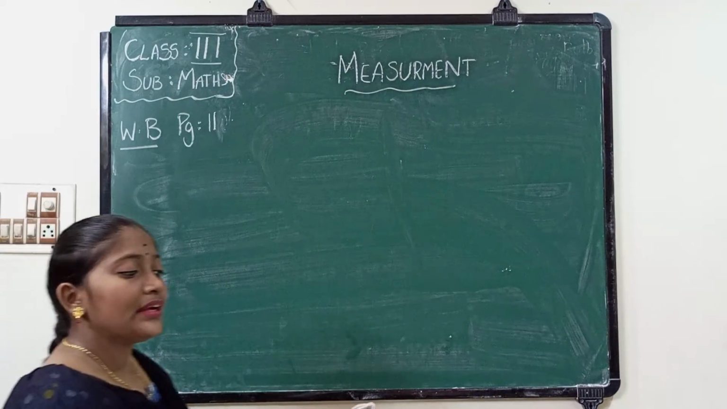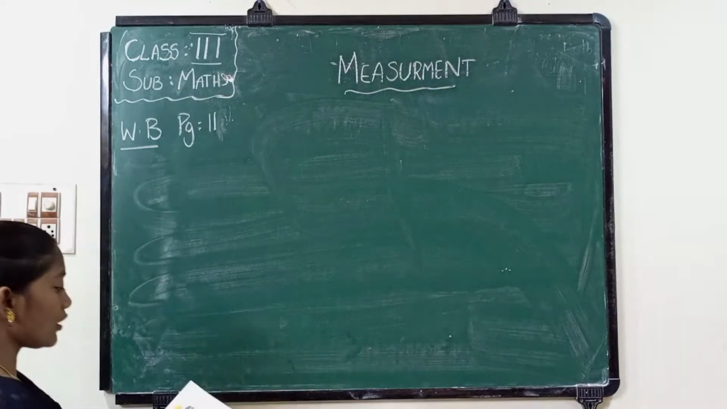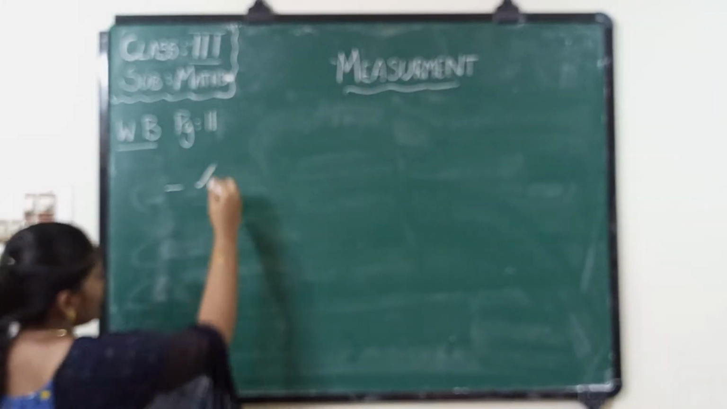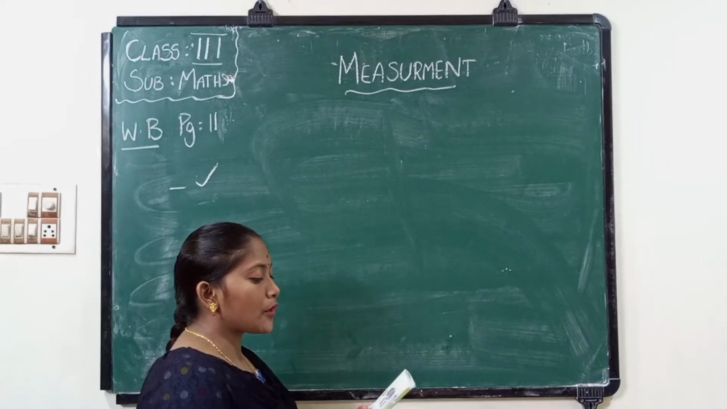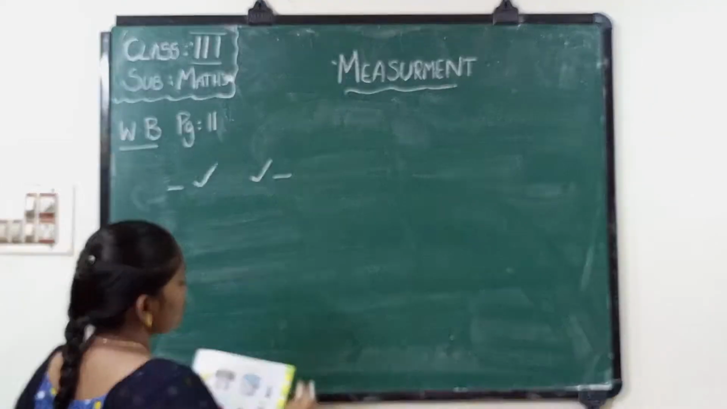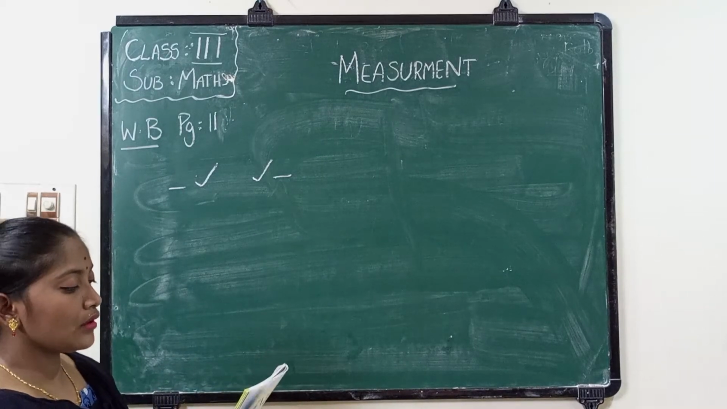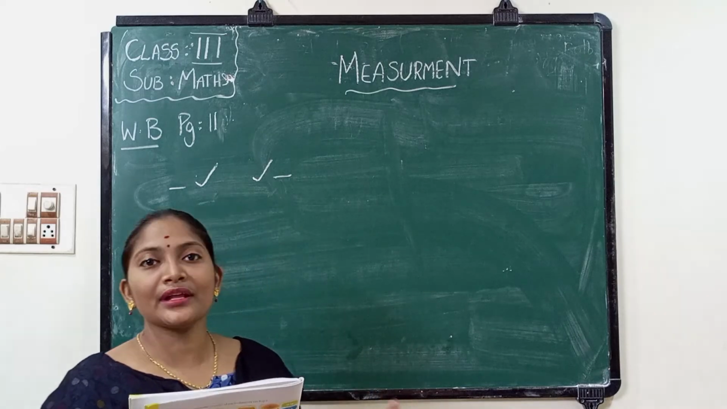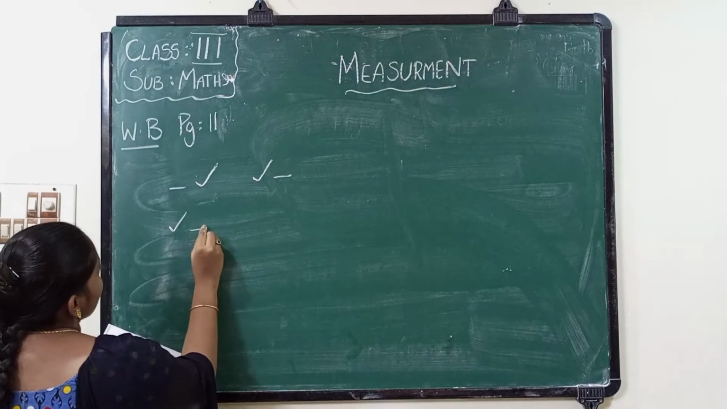Next one, page number 11. In each box, tick the container which holds more liquid. Which one holds more liquid, cup or a vessel? Vessel. So for the vessel, we have to put a tick mark. Next one, bucket or water bottle. A bucket holds more water. Next one, syrup bottle and a syrup cup. Syrup cup most probably holds 5 ml or 10 ml, but the syrup bottle has 100 ml. What is the biggest one? Syrup bottle.